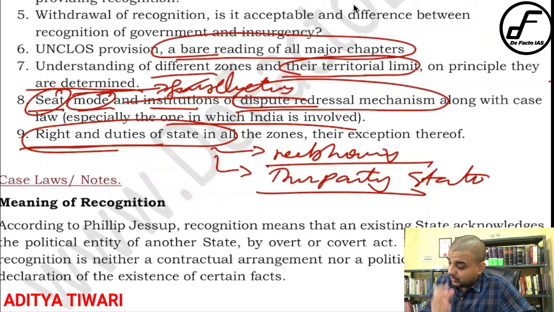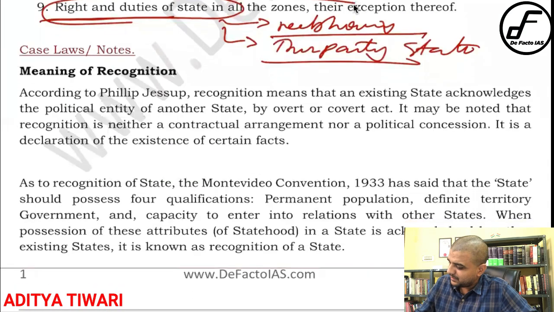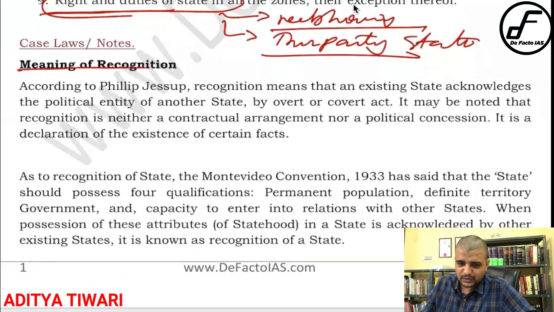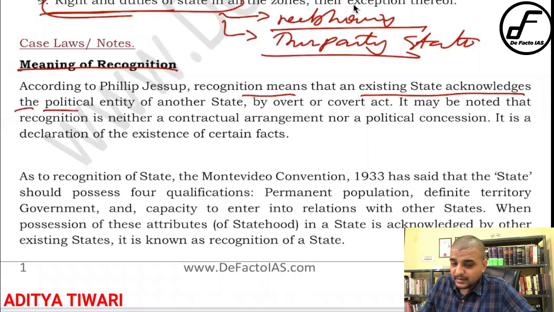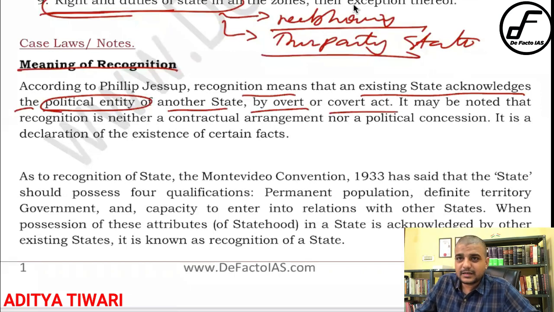Now let us come to case law and certain notes. In the case of recognition, I have given you certain definitions, so let us read that. According to Philip Jessup, recognition means an existing state acknowledges the political entity, politically sovereign, of another state by overt and covert act, express or implied. So express recognition can be there, implied recognition can be there.